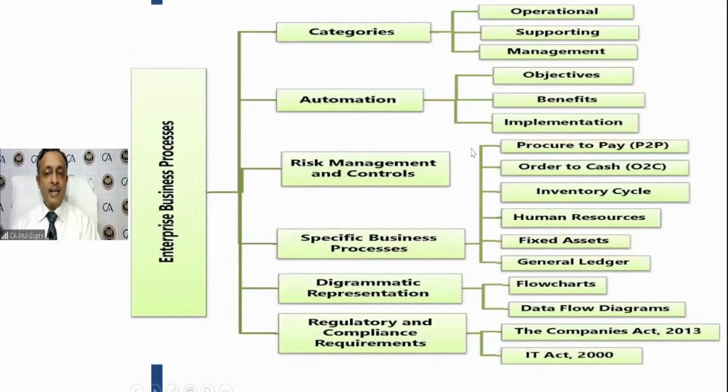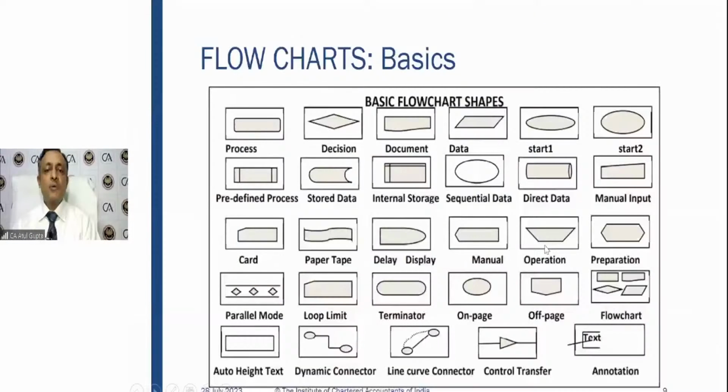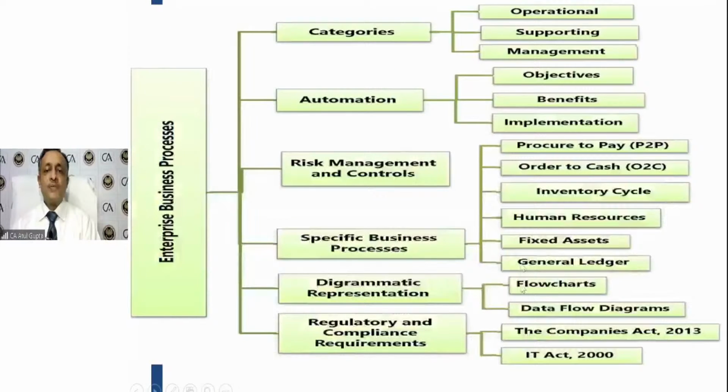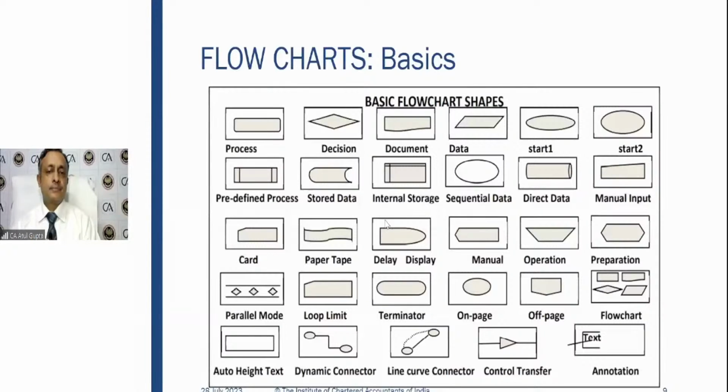That is the breakup of the chapter. So we have talked about automation, the categories of business. Then today we'll be talking about specific business process and related activities, flowcharts, data flow diagrams, and regulatory compliances. Okay. So now this is the basic flowchart.